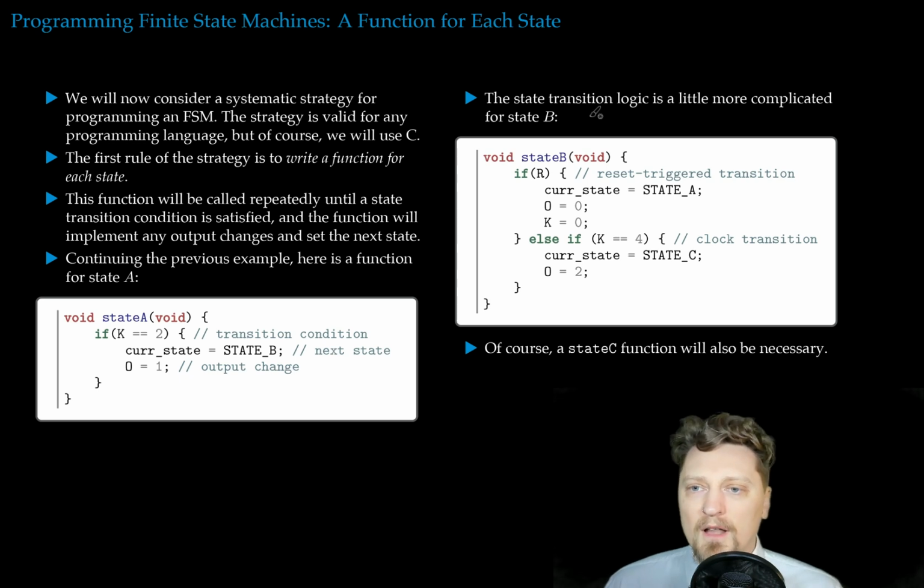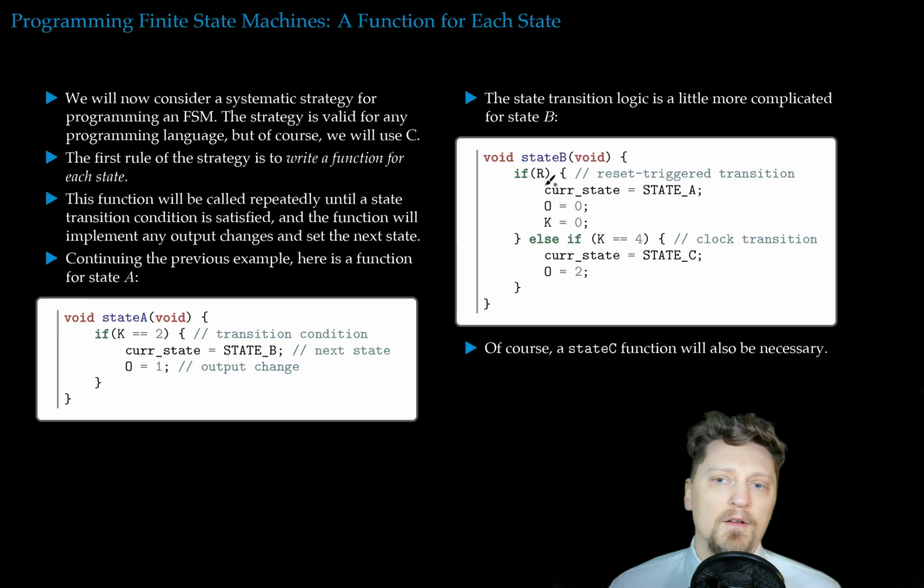The state transition logic is a little more complicated for state B. So if we have the reset triggered transition case, so if the reset button is pressed, then we're going to reset the current state to A and the output and the clock to 0. Otherwise, if the reset button is not triggered, then we'll wait till the clock is equal to 4. We'll set the current state to C and the output to 2. Of course, a state C function will also be necessary here.